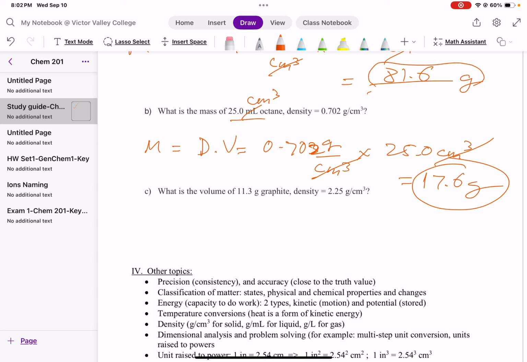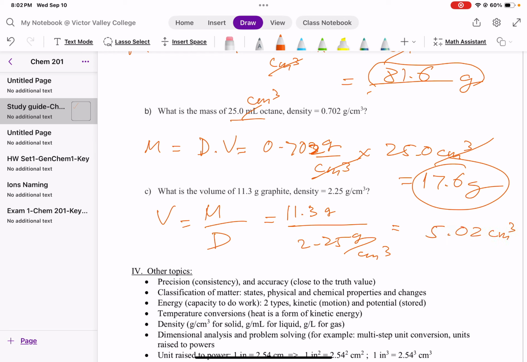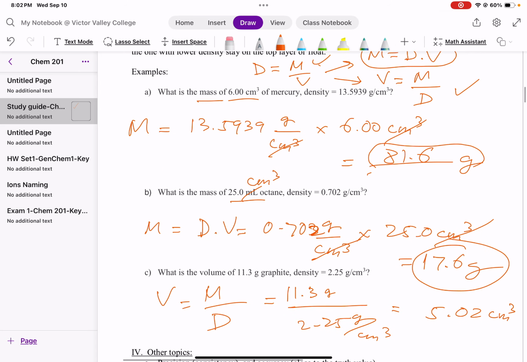Okay, and again, for volume, another formula is mass divided by density. Mass is 11.3 gram divided by density 2.25 gram per cubic centimeter. You get 5.02 cubic centimeters. Okay, so those are the important calculations.